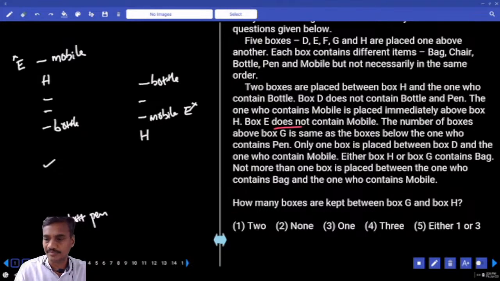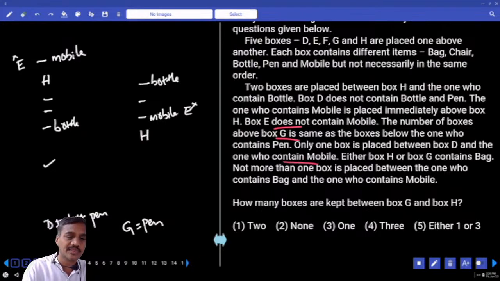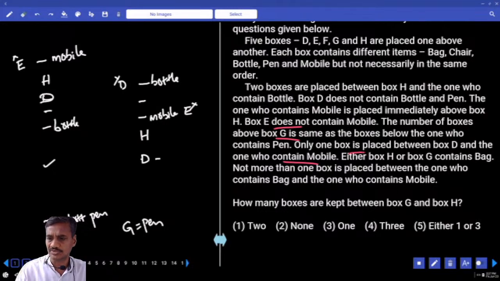The number of boxes above G is the same as below pen. Above G and pen, the number of boxes must be the same. And only one box between D and the box containing mobile. Now between D and mobile there must be exactly 1. D cannot be at this place because D is not mobile and bottle. Hence D must be here. Only one box between D and the box which contains mobile. Clear now? Now here also 5 boxes were completed.